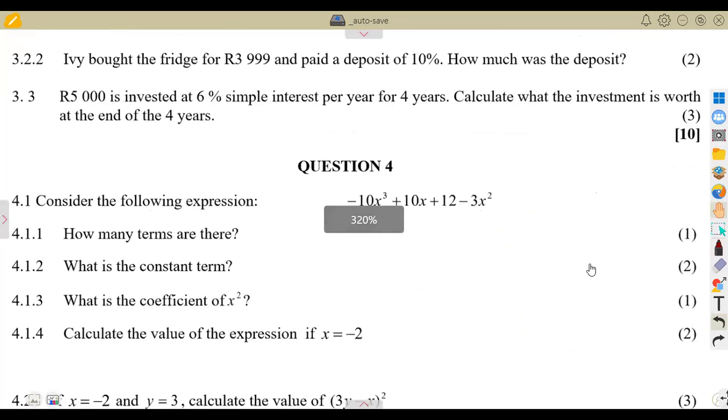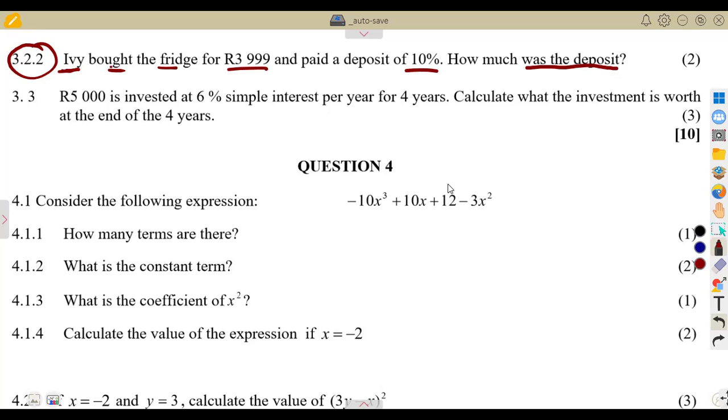All right, let's check 3.2. It's another question. We're given that Ivy bought the fridge for 3,999 and paid a deposit of 10%. How much was the deposit? Just the deposit. So the deposit is 10%. How do you calculate the deposit?